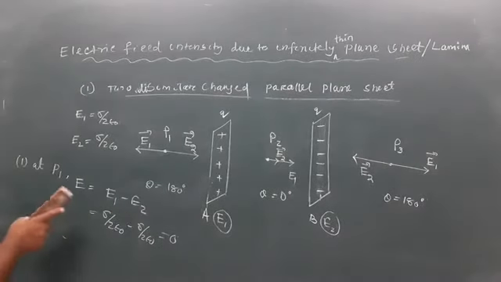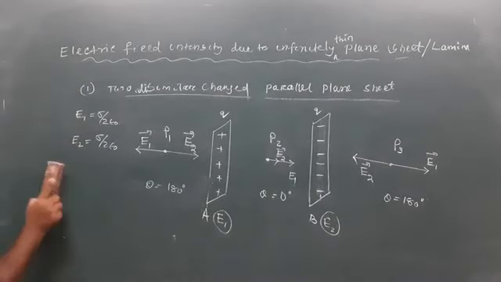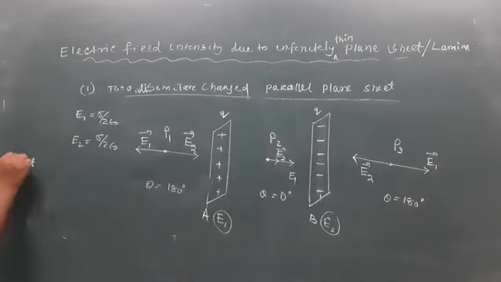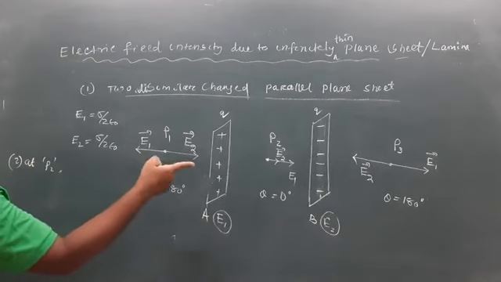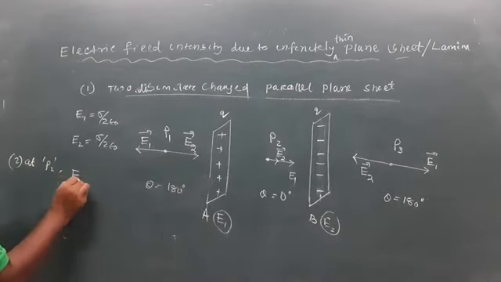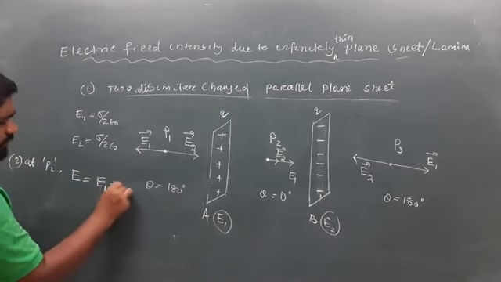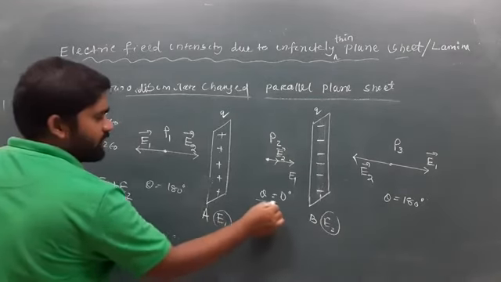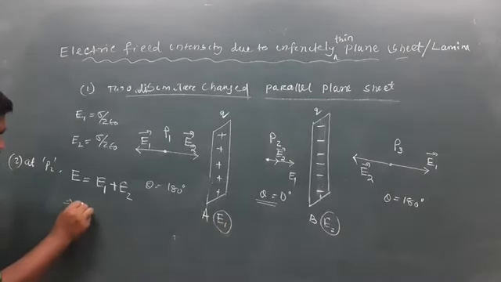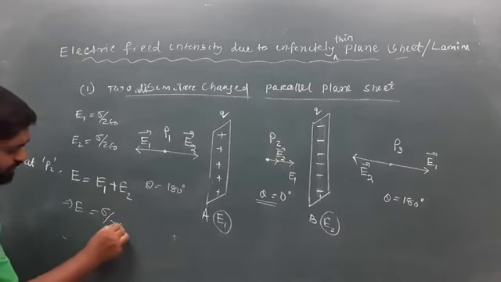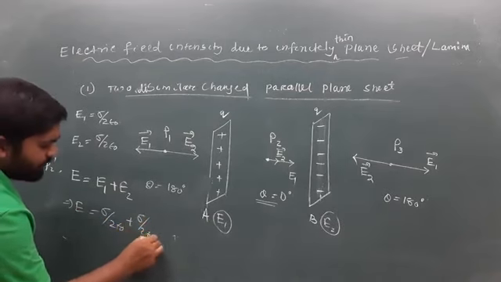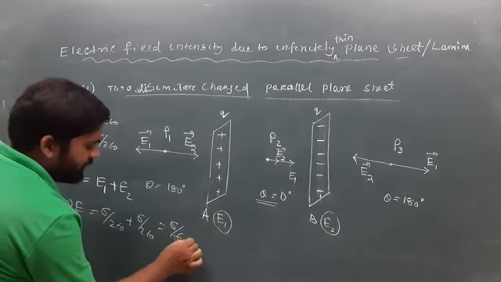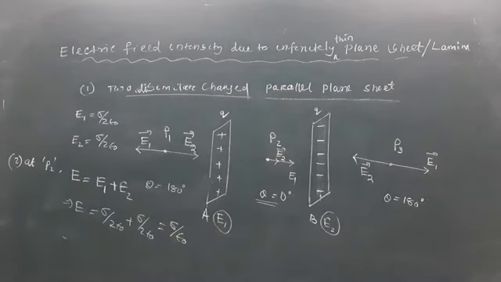Okay, so at P2 let us measure. Number 2, at P2, theta equals 0, so the resultant field will be E equals E1 plus E2. As theta equals 0, that will be A plus B, so E equals sigma by 2 epsilon 0 plus sigma by 2 epsilon 0, that will be sigma by epsilon 0. So the field will be maximum in between the plates.